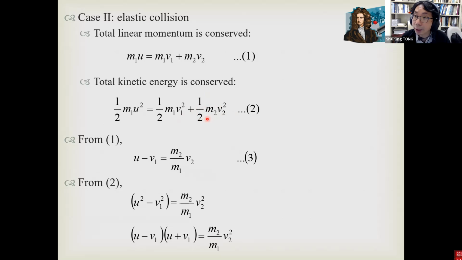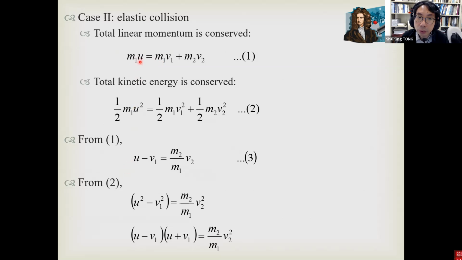Now, there's a trick to make things more comfortable. This is only a trick; it's not a necessary step. You can use your usual way of solving these two equations. You can just eliminate V1 or V2 from equation 2 using equation 1. But we now want to play with a trick, so it will look easier to solve these two equations. Now we start with equation 1. We divide equation 1 by m1.